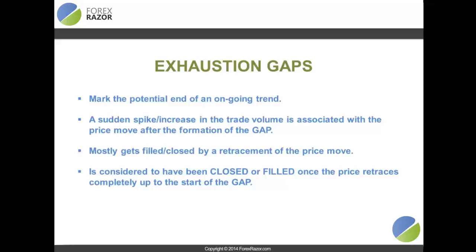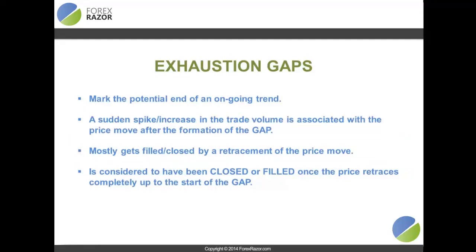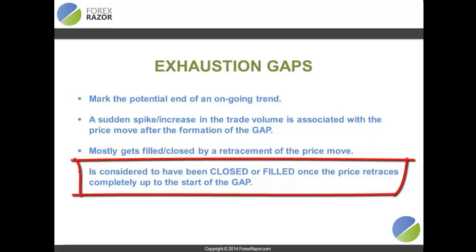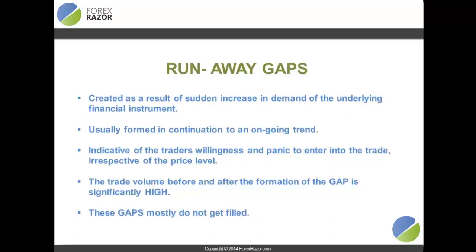Just like the common gap, exhaustion gaps also mostly get filled as a result of price retracement in the direction opposite to that of the ongoing trend. So if the gap was formed during the upward price move, it will be filled by the retracement towards lower price levels, indicative of selling the underlying instrument, which is considered as a trading opportunity. The gap is considered to have been closed or filled once the price retraces completely up to the starting point of the gap.